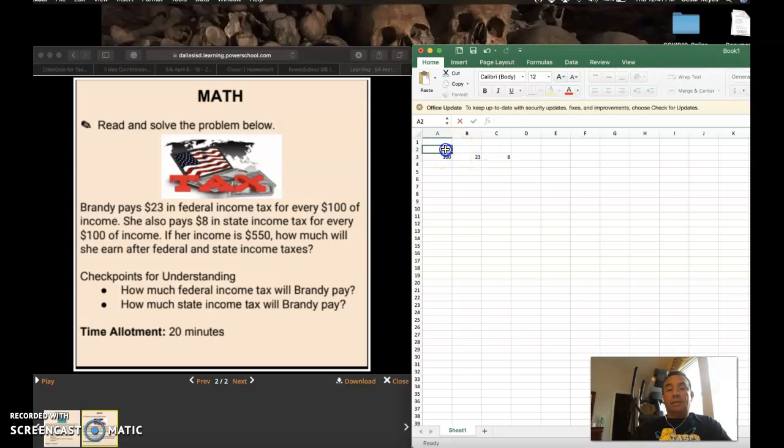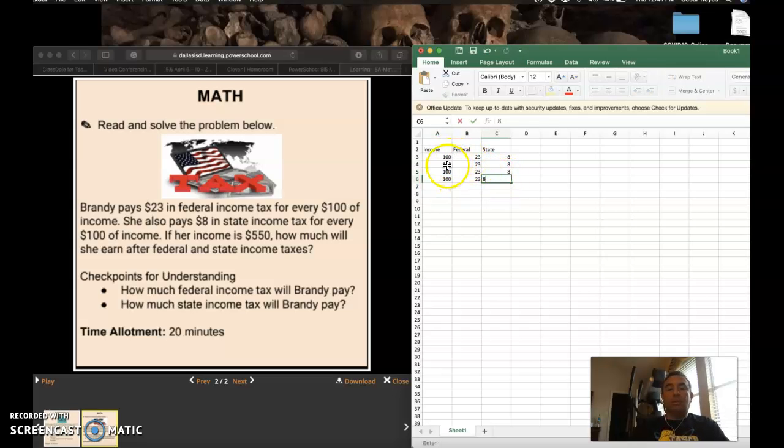So if this is the income right here, and this is the federal taxes, and this is the state. But what if she has another 100? That's 200. That's going to be 23 here and 8 here. What about 300? It's going to be 23 here and then 8 here. What about 400? She pays 23 here and 8 here.